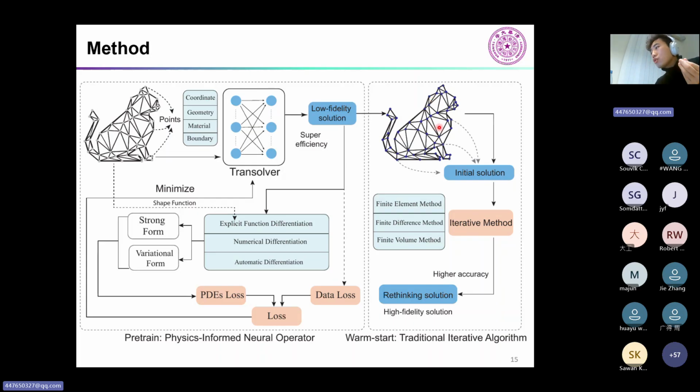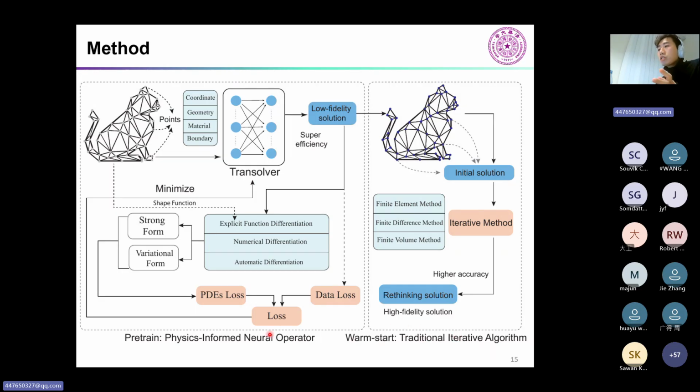can use Transolver to get values anywhere. I mean, you can get the value anywhere. So you can use a traditional method like FEM. Because we have a low fidelity solution, you can use it as an initial solution. Then you can use an iterative method like FEM, FDM, or FVM. You can choose any one. Then you can fine-tune, so you will get a refined solution. It will be a high fidelity solution. So I call this stage the one-star stage.